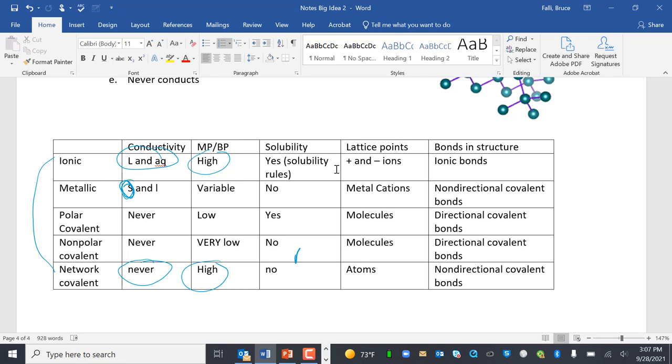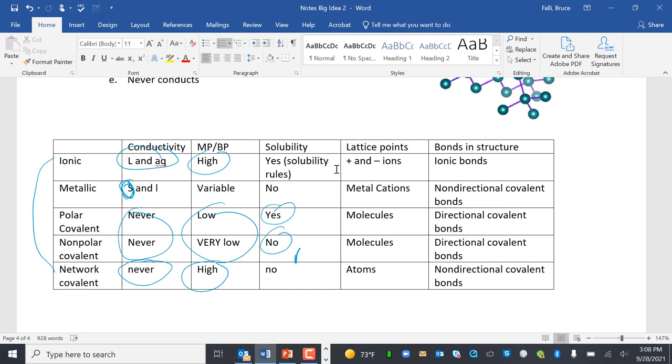Polar covalent, the covalents never conduct, and the way you can identify them is very low melting and boiling points, okay? It's hard to distinguish polar from nonpolar, except by solubility. So basically, this table right here, you've got to get pretty darn comfortable with.